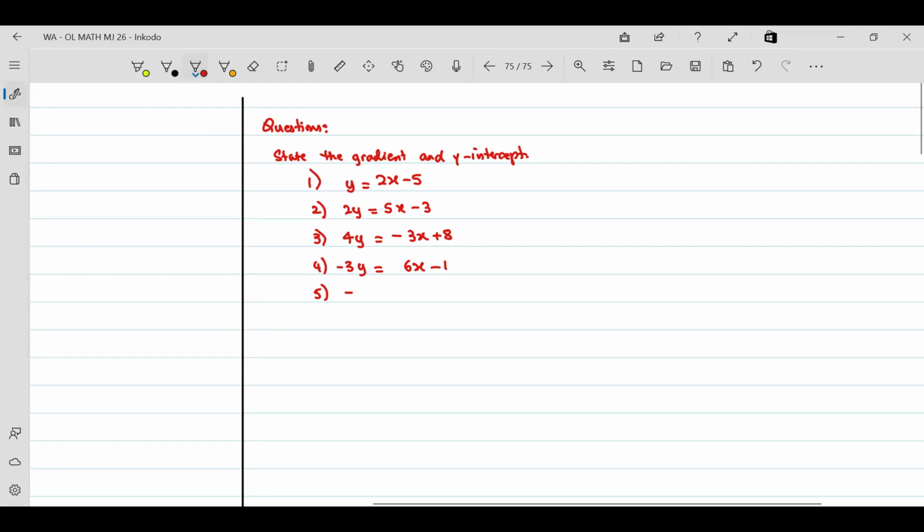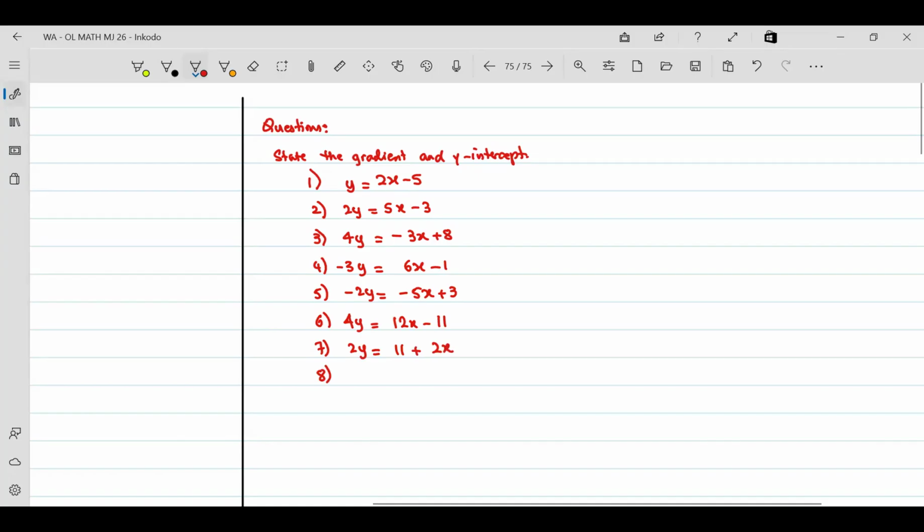5 is minus 2y equals minus 5x plus 3. Then 6 is 4y equals 12x minus 11. Then you have 2y equals 11 plus 2x.